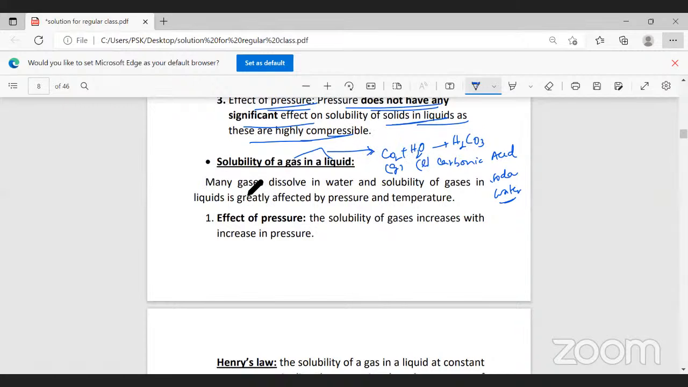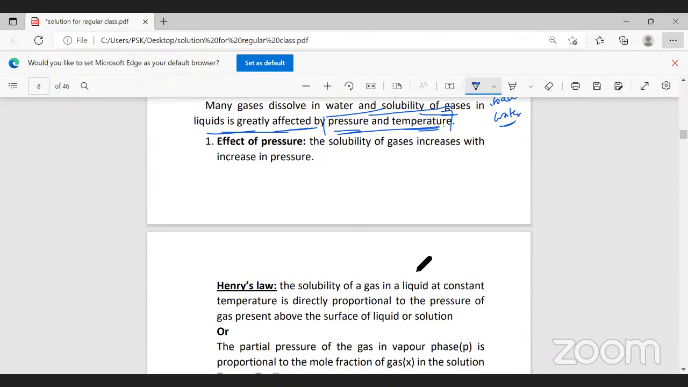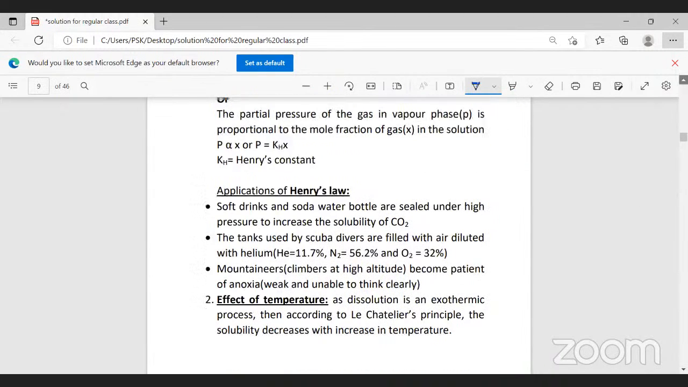Now, many gases dissolve in water, and the solubility of a gas in a liquid is greatly affected by pressure and temperature. See, in the case of solids, solubility is not affected by pressure. But in the case of gases, solubility in liquid is greatly affected by pressure and temperature. See, the effect of pressure: the solubility of a gas increases with increase in pressure.